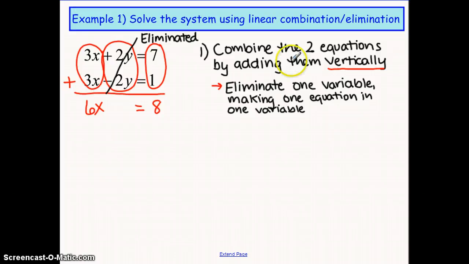When you combine your two equations, it's really important that one variable gets eliminated and you have one equation that has one variable left in it. Once we've got our new equation, 6x equals 8, we're going to just solve this to find the value of x. So I'm going to divide both sides of the equation by 6, and we'll get that x equals 4/3. So now we're half done. We have one part of our solution. So our second step is going to be to solve this new equation to find one variable.